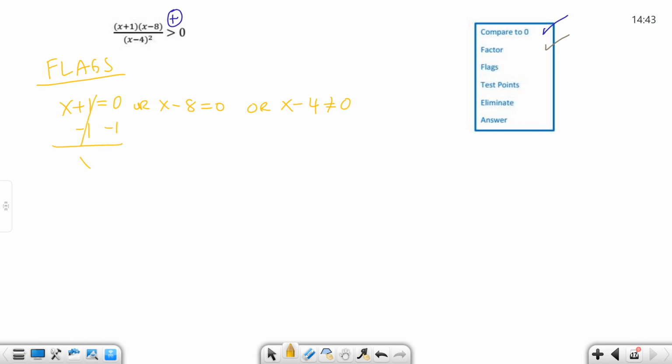Oh, and I need to put not equal to because that's in the denominator. So subtract 1 here from both. You get x is -1. You add 8 and get x is 8. And then over here you add 4 and you get x is what? 4.